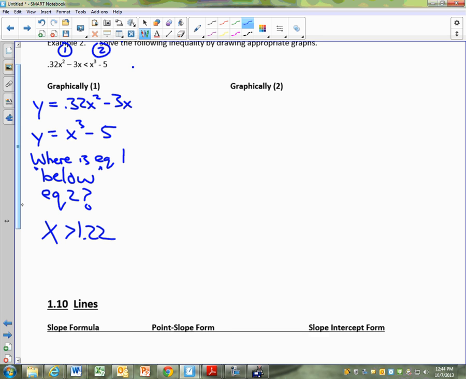Let's do the second graphical way, then you can go to work. I'm going to put everything on one side. 0 less than x to the third minus 0.32 x squared plus 3x minus 5. I moved everything over to one side.